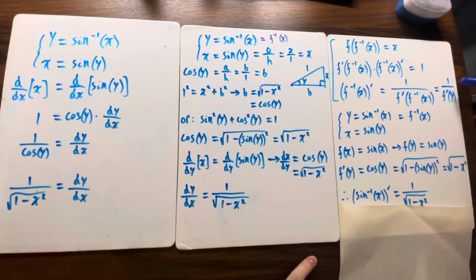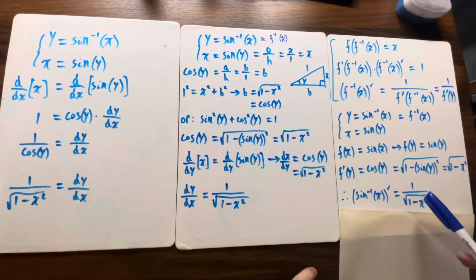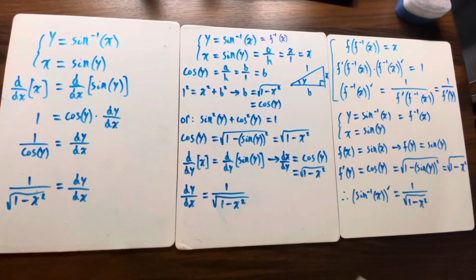And of course, the formula says 1 divided by f prime of y. So it's going to be 1 divided by the square root of 1 minus x squared. And so basically, these are 3 different ways that you can find the derivative of sine inverse of x.